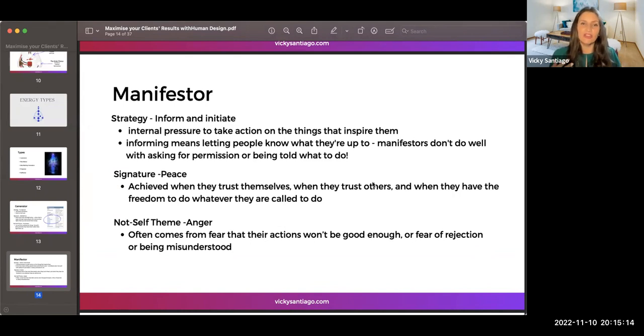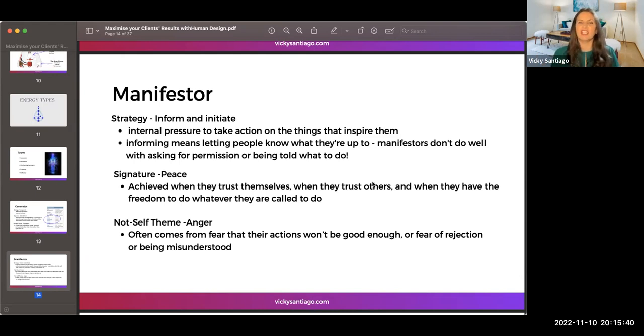The key piece here, though, is to bring in informing people first. So in a business context, for example, if you're a manifestor, instead of just saying, hey, I've done this new program, you might want to take a few steps before that and say, hey, I'm thinking of doing this new program, and dropping some seeds about it first. So that's an example of inform and initiate.